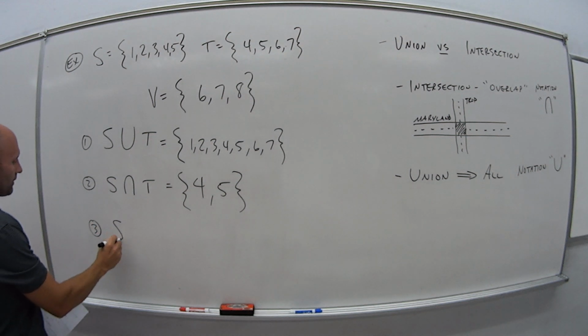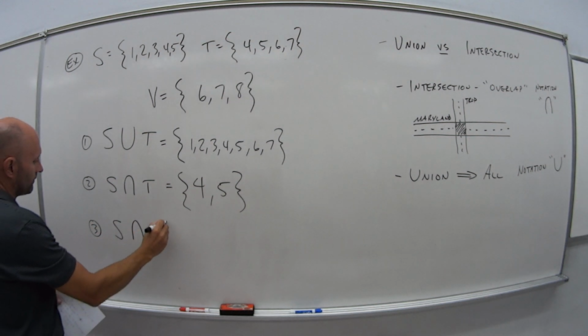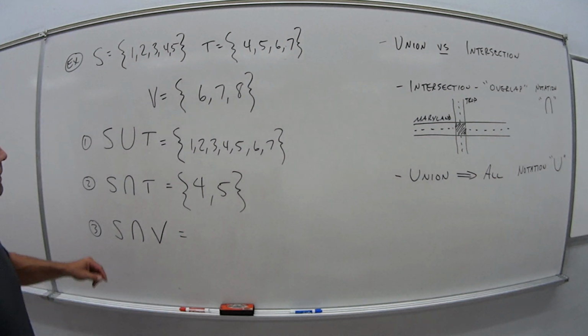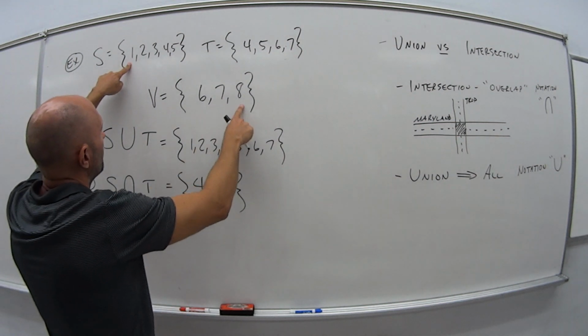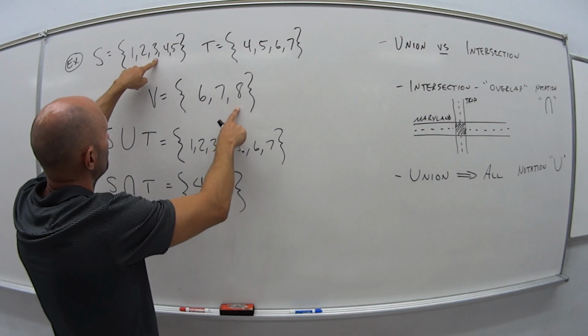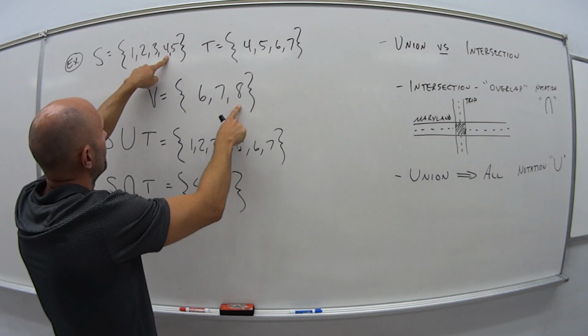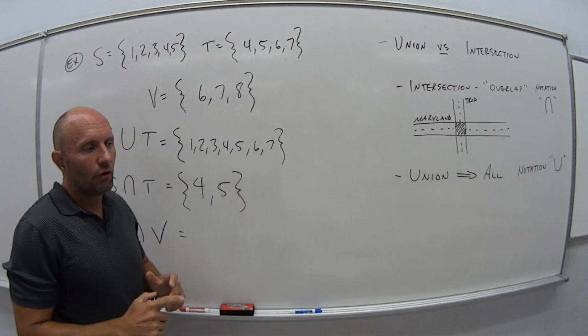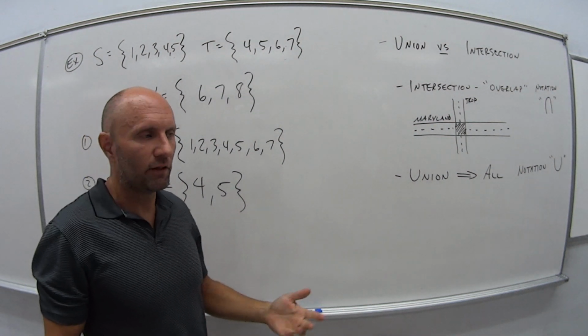And lastly, how about S intersect V? So S is 1, no. 2, no. 3, no. 4, no. 5, no. Now I ran out of numbers. So there wasn't anything where there was an overlap.